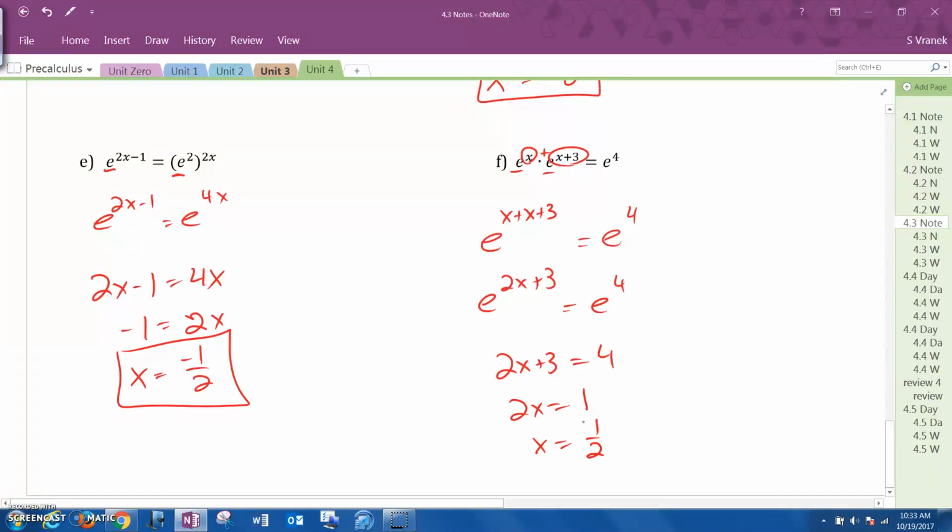Okay, so that is how you solve exponential equations. You have to get the bases equal, one base on each side. Then when that happens, you set the exponents equal and solve for x. All right, tomorrow we will start with logarithms.